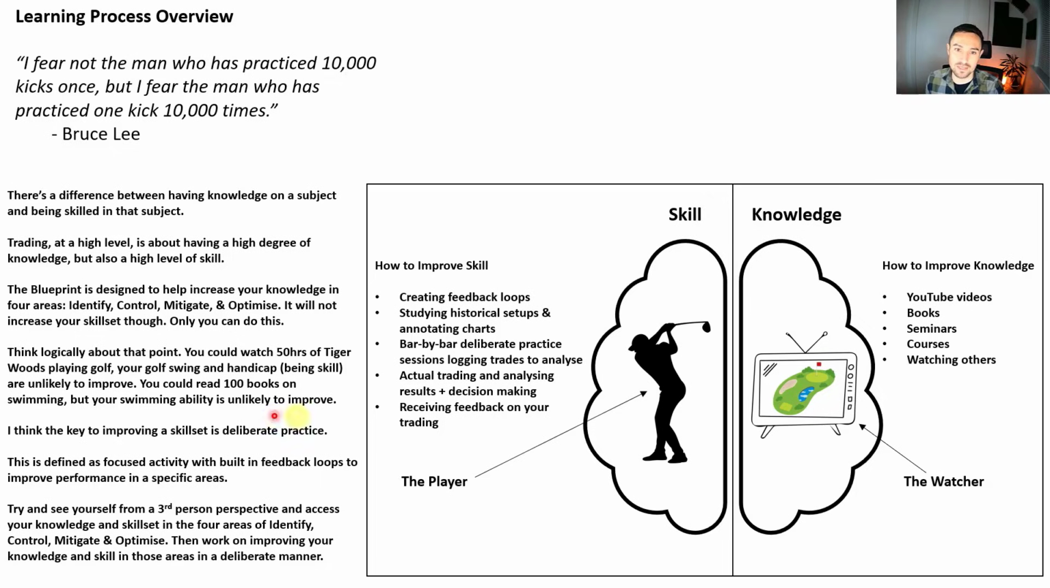So what we're going to do is try and give you the knowledge of, okay, here's how I trade, here's how I think about it, but then we're going to bring in the skill side of things and utilize the concepts of deliberate practice. How to improve skill. So deliberate practice, in essence, is about becoming the player. So instead of just the watcher watching the Masters, becoming the player as well, becoming the trader, creating feedback loops, studying historical setups and annotating charts, bar by bar deliberate practice sessions, logging trades to analyze, actual trading and analyzing results plus decision making. Receiving feedback on your trading. So this is how we can actually improve. So yes, we want the knowledge, but we also want the skill set as well.